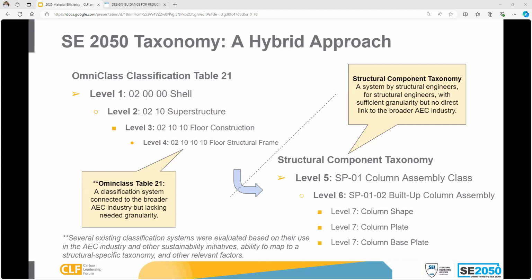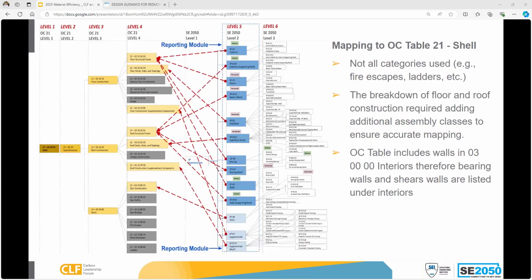And we landed on OmniClass Table 21, and it's not perfect, but we've done the best we can to link the two. And we went through a whole series of mapping exercises. What you see on your screen here, on the left, is the 4 levels of OmniClass Table 21, just for the shell. And everything on the right of those red lines is our individual taxonomy.